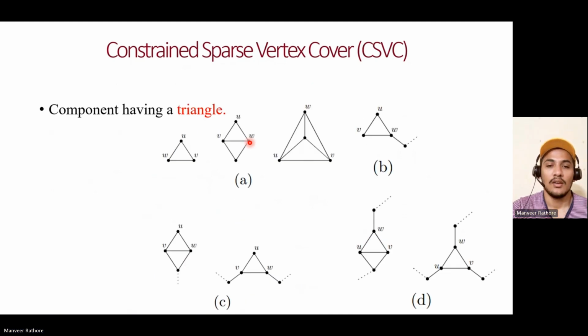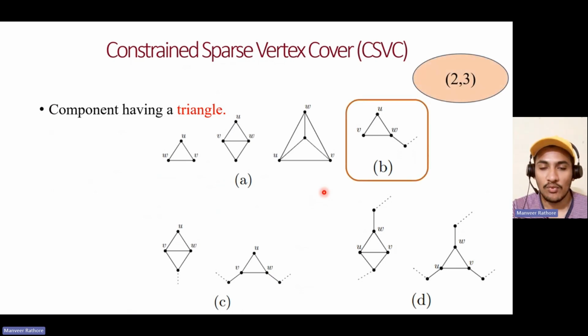Now for a component having a triangle, in this A case, it will be polynomial time soluble because, as said, it is of limited size. So we can check all the possible combinations of vertices and it still won't take much time. Moving onwards to this B, if we branch on W, then in the case when W is in the solution, the remaining V and U will become a path, and we know that for a path we can solve this as a CSVC in polynomial time. So it will eventually be 2 comma 3 branching.